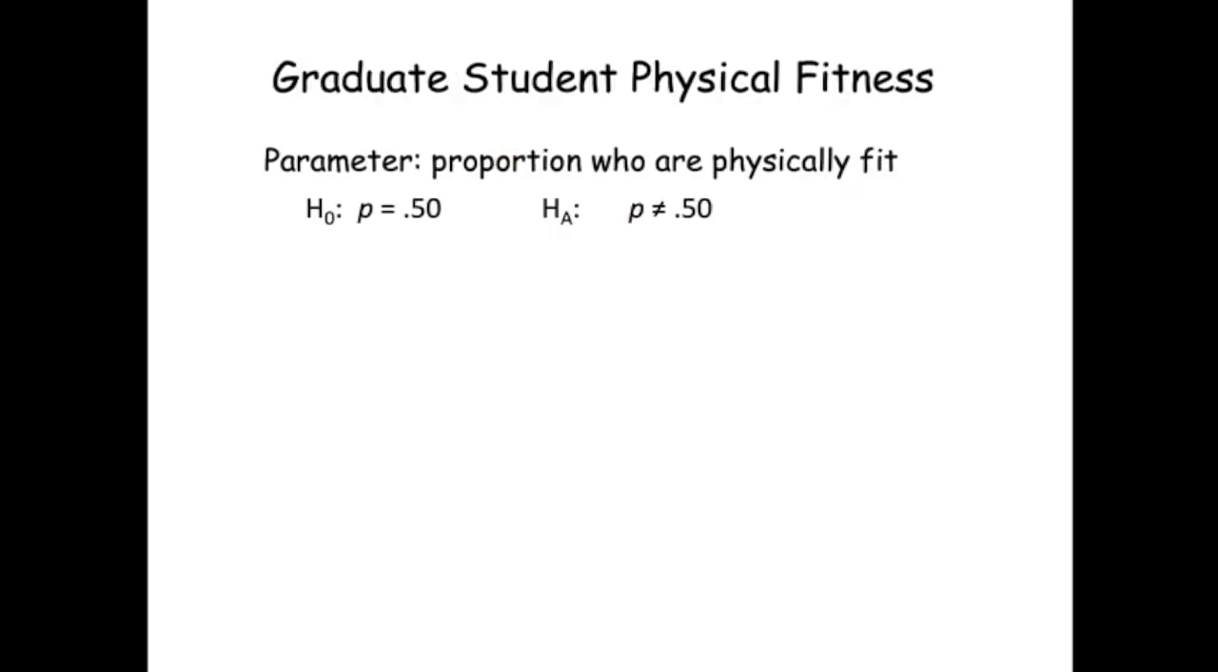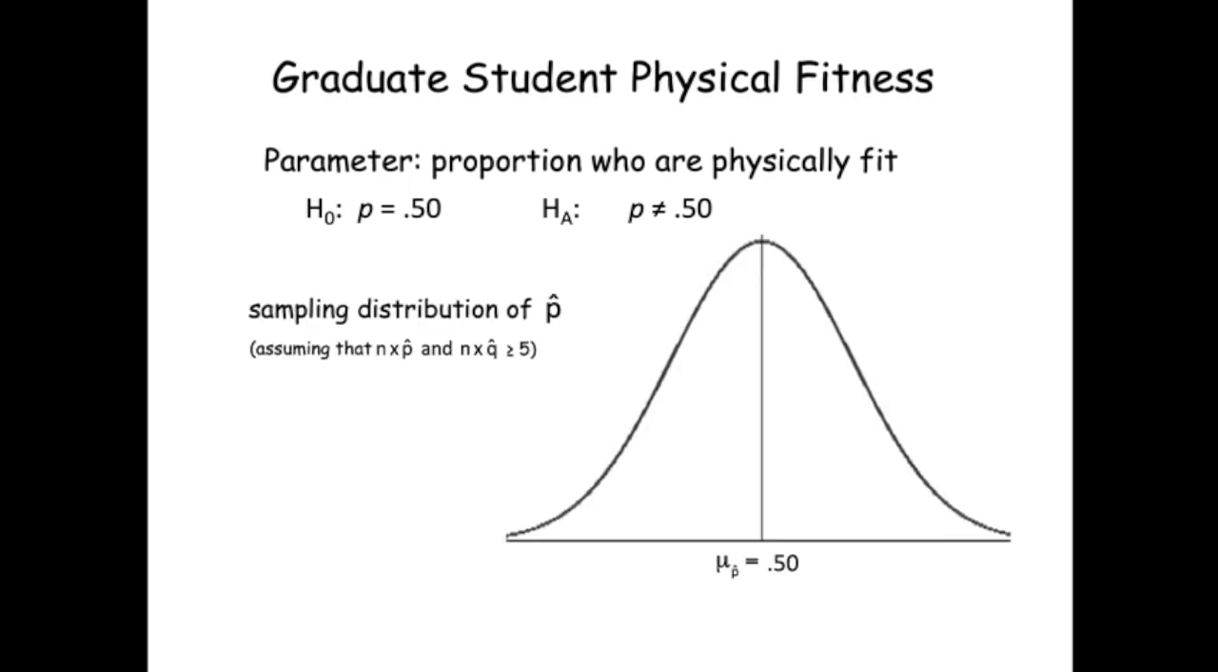Let's look more closely at the significance level. In the example of graduate student physical fitness, the null hypothesis states that the proportion of graduate students who are physically fit is 0.5. We can use this information to draw the sampling distribution of p-hat, the distribution of all possible values for the sample proportion when the null hypothesis is true. As long as the rule of thumb is met, this distribution will be approximately normal and can be used as a model to test the null hypothesis.